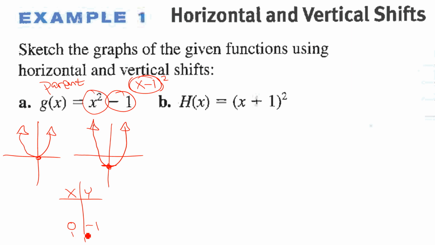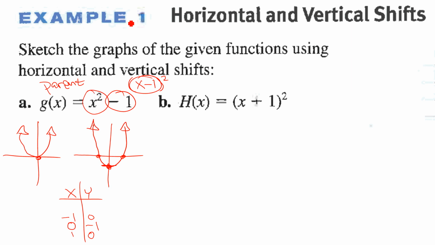Let's plug in 1, right? So 1 squared is 1, but it's going to be shifted down 1. It's going to be at 0. So right there. And if you're not sure about this, you can always plug it in. What's 1 squared? 1 minus 1 is 0. This is symmetric, so -1 will also be 0.